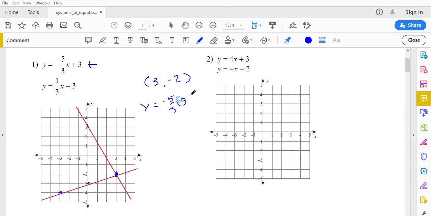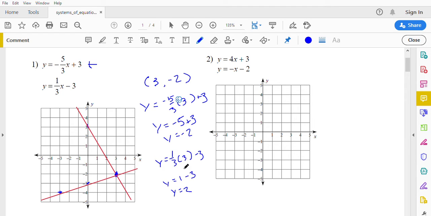Plug in 3 for x here. Well, negative 5/3 times 3 is just going to be negative 5. And negative 5 plus 3 is negative 2. And for my second equation, if I do the same thing, if I plug in y is equal to 1/3 times 3 minus 3, well, 1/3 of 3 is 1. And 1 minus 3 is negative 2.